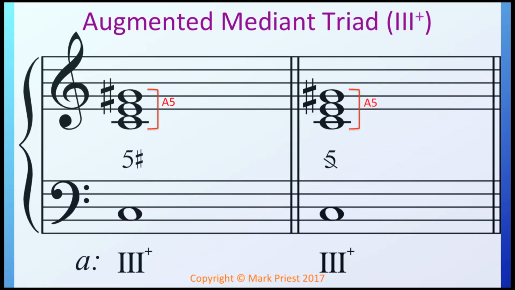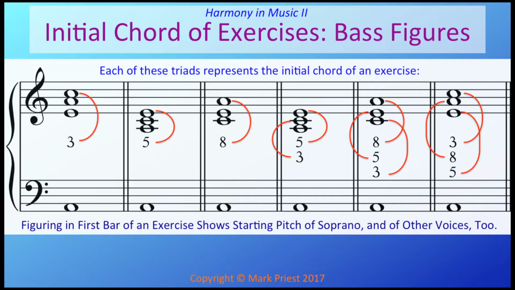Yes, this is the augmented 3 triad of the minor mode, created by raising the 7th scale degree to produce the artificial leading tone in minor. Note that these are root position triads, and that both figurings, the sharp following the 5 and the slash through the 5, mean the same thing. Each of these is an initial chord of an exercise to which we have applied figures. They are all root position triads. The figures indicate the starting note of the soprano, and perhaps the position of the upper voices as well.